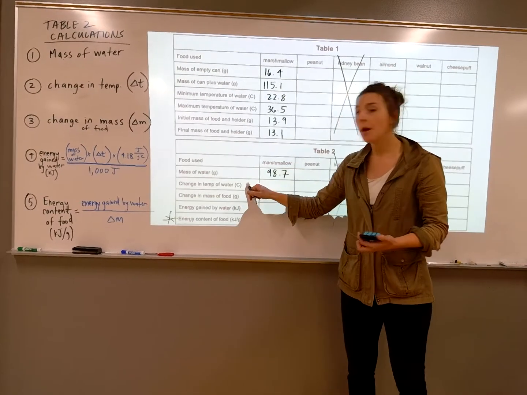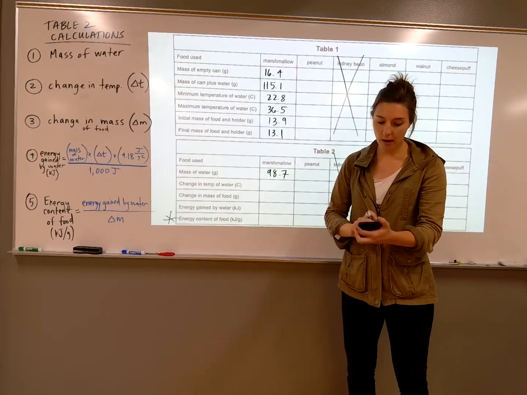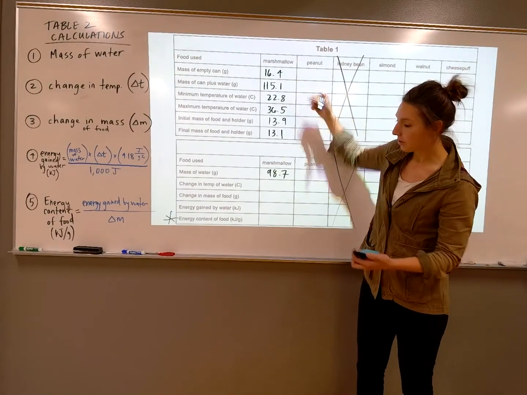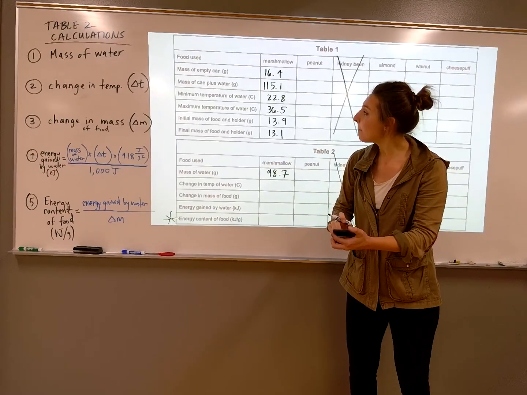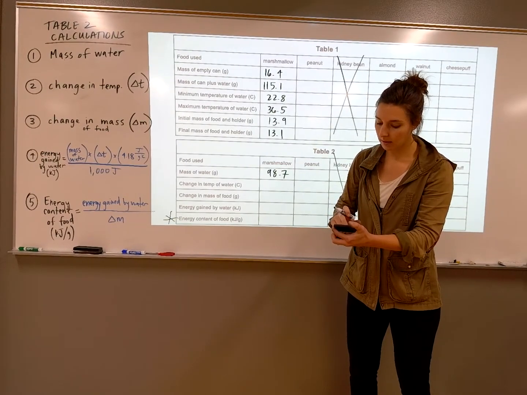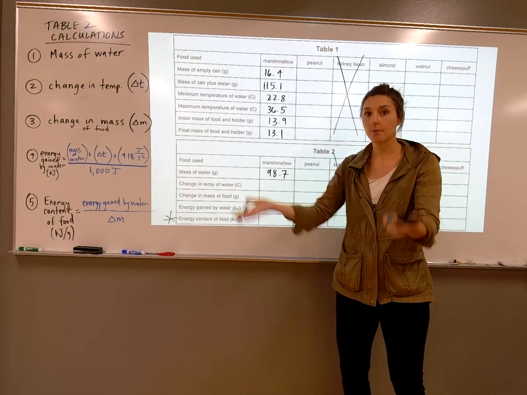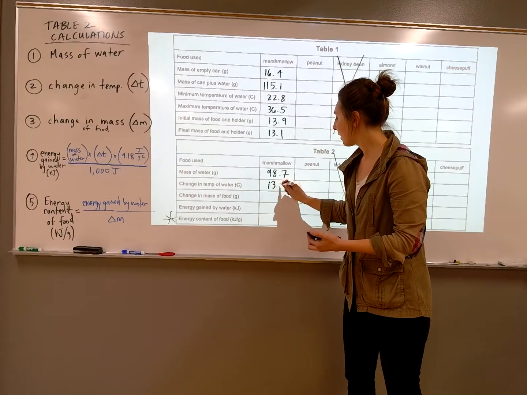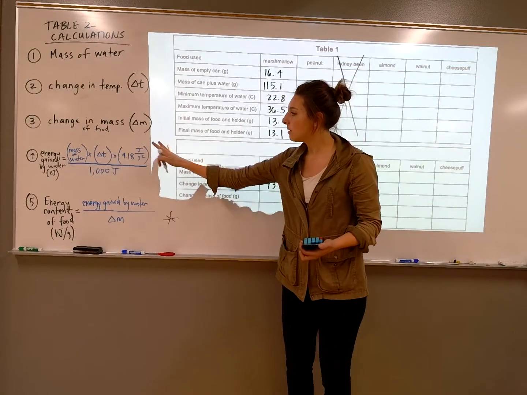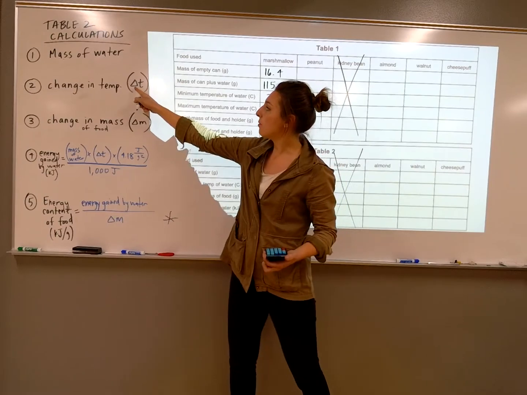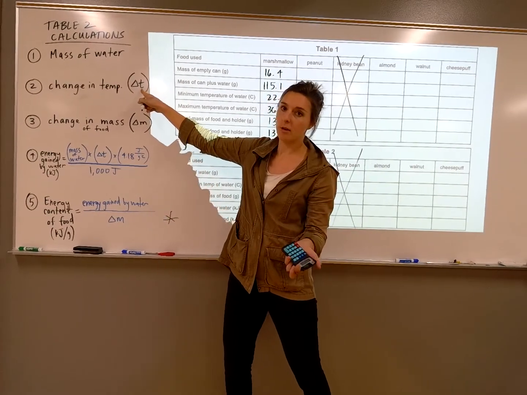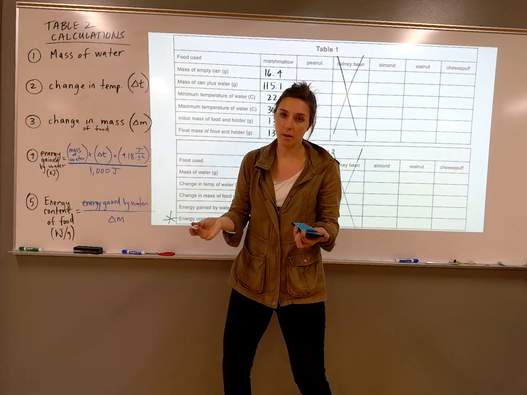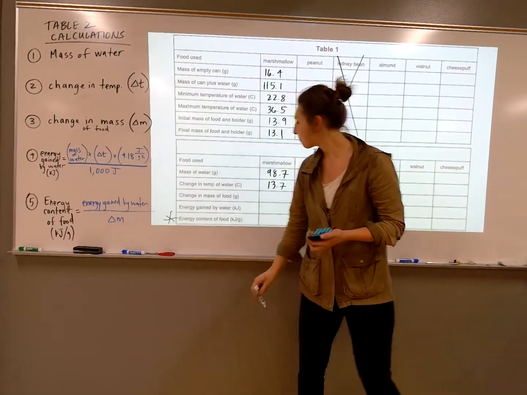Okay? Change in temperature of the water. That's going to be another simple subtraction calculation where we just take the maximum temperature minus the minimum temperature. 36.5 minus 22.8. That should be a positive value because the temperature went up, and it is 13.7 is our change in temperature. You're going to notice in these equations down here that I use delta T to refer to change in temperature. This is just the Greek symbol delta. In this case, it's used to mean change in. Okay, so final minus initial temp.